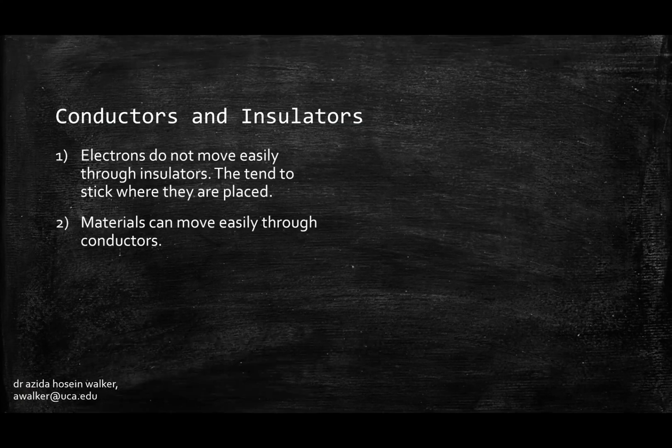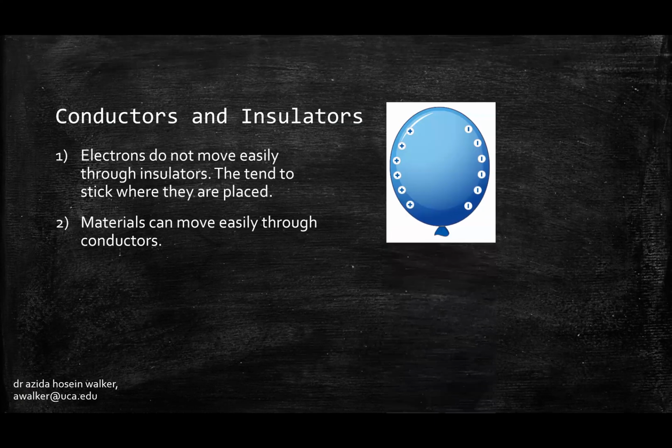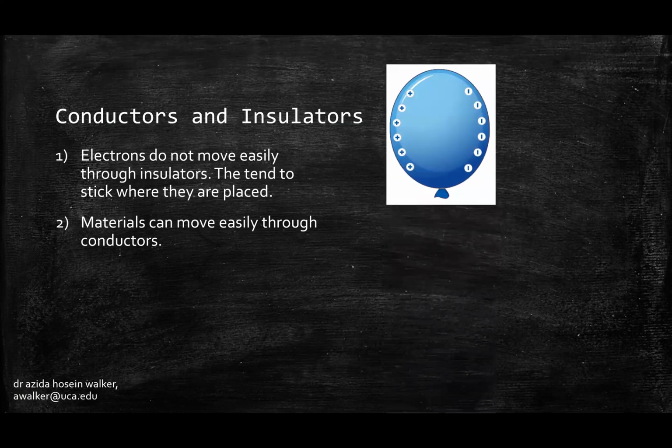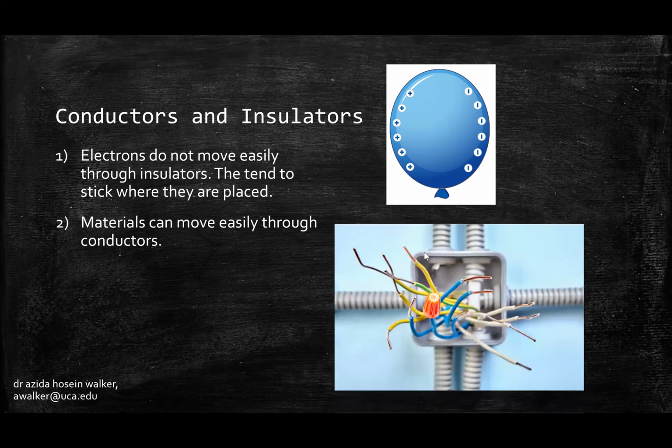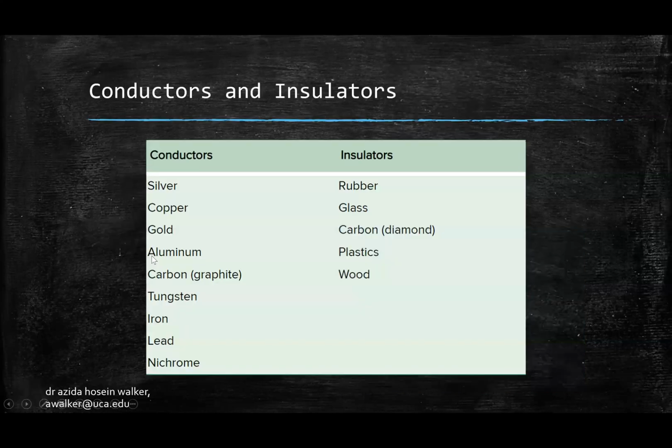Electrons can move easily through conductors. So when we have a balloon here, the charges don't move as easily in the balloon, but those charges can move easily through a conductor. If we were to have a conductor, for example, we will have electrons moving along these copper wires, and they can move easily through the conductors. The materials we're talking about here being the electrons.